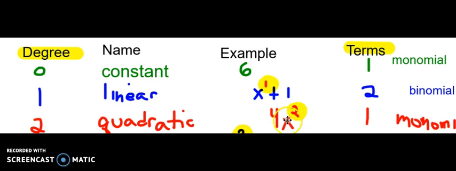So if my degree is 2, it forms a parabola. So it's going to curve: start up, end up, or start down, end down. So if I have 2, that's called a quadratic. I have 1 term here, so that would be a monomial.